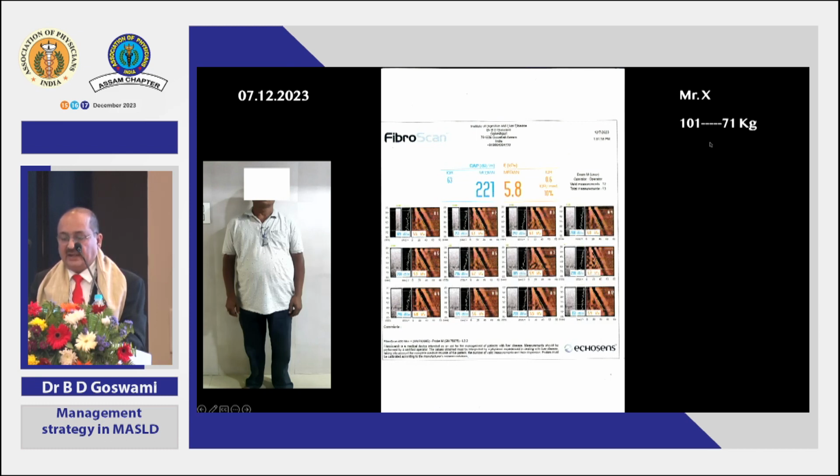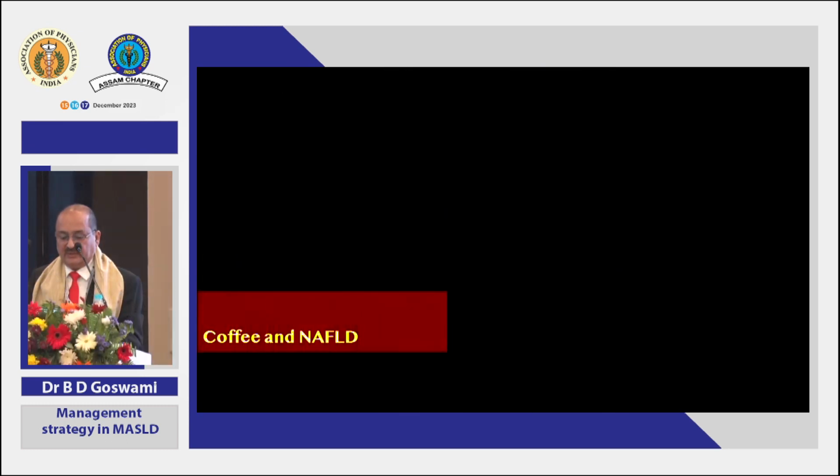And this time, his weight is 71, and you see the drastically reduced fibrosis score, that means the stiffness score, as well as the CAP value. So this is the message I am giving, that if you reduce the weight, you can achieve what you want in the management of NASH.